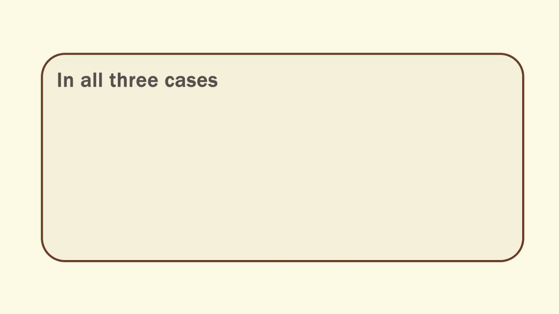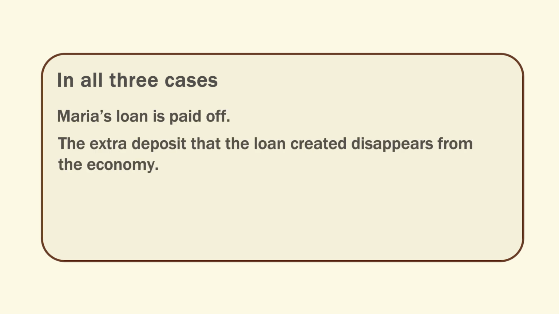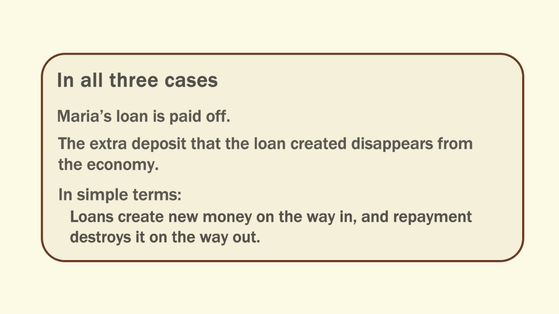In all three cases, the same thing is happening in the background. Maria's loan is paid off, and the extra money that loan created in the first place disappears from the economy. That's how this works. In simple terms, loans create new money on the way in, and repayment destroys it on the way out.